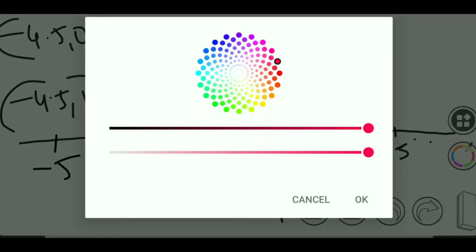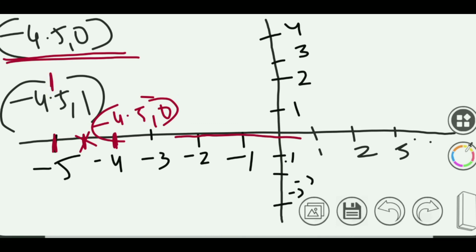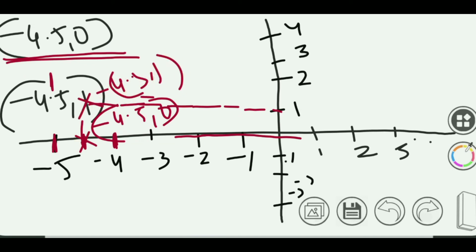Okay. See the first point. Minus 4.5 and 0. X-axis minus 4.5. So this is the x-axis. Where is minus 4.5? Between minus 4 and minus 5. Somewhat here. So this is your first point, minus 4.5, 0, because y-axis 0. Okay. Now the second point, minus 4.5 and 1. That means x-axis minus 4.5, y-axis 1. Where is x-axis minus 4.5? Here. Okay. So 1 on the y-axis. Where it is touching, this is your second point, minus 4.5, 1. Okay. Join the points. So you'll get a straight line like this.